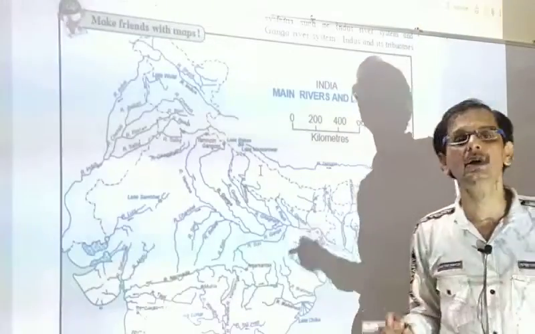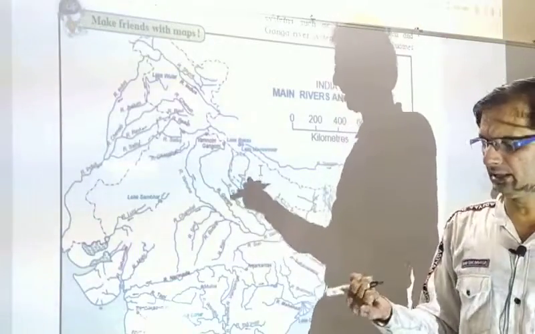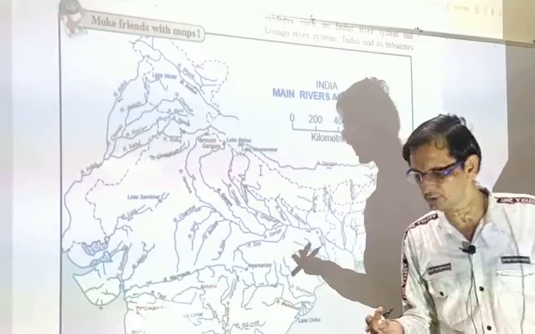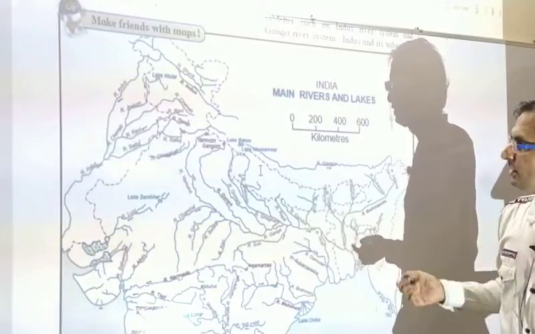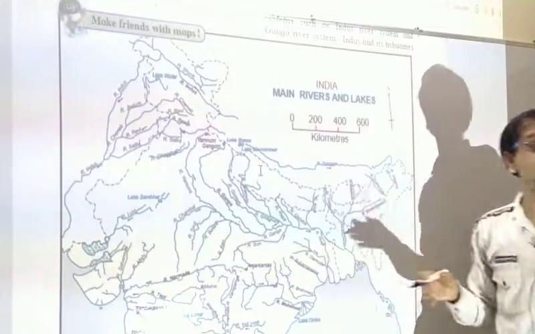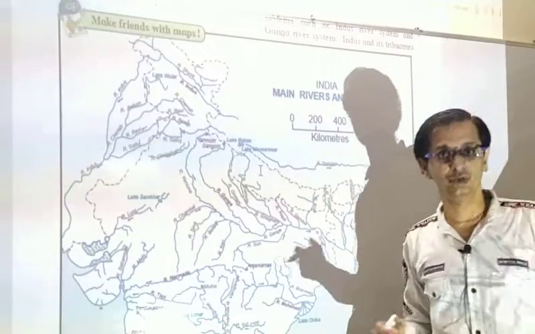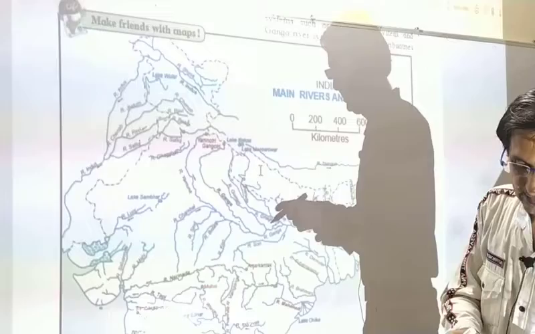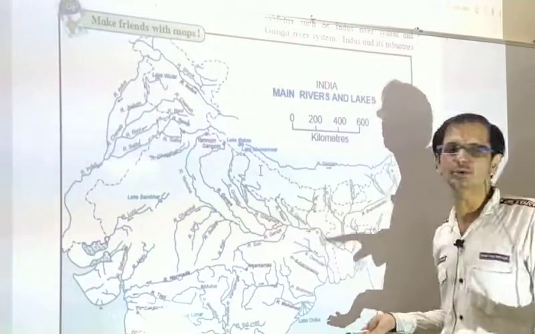In monsoon, you know, the Darbhanga river in Bihar, Ganga river, Brahmaputra river, Yamuna river, which comes from Yamunotri, Ravi, and several rivers actually flood in the months of monsoon. They are perennial rivers, I already told you that.